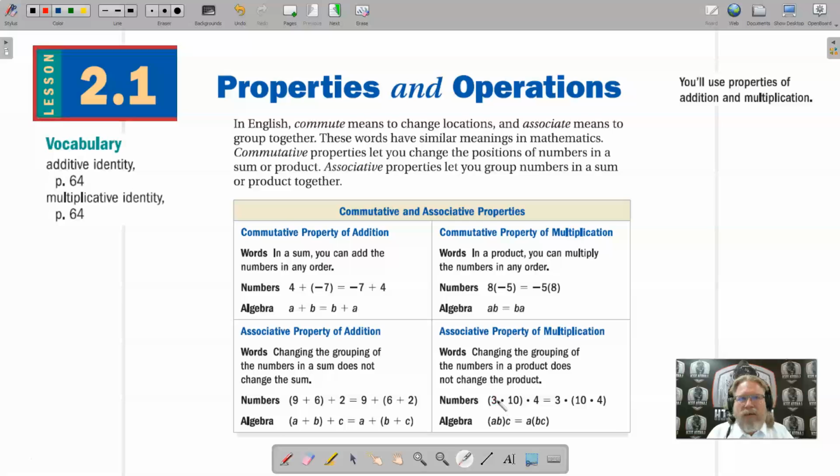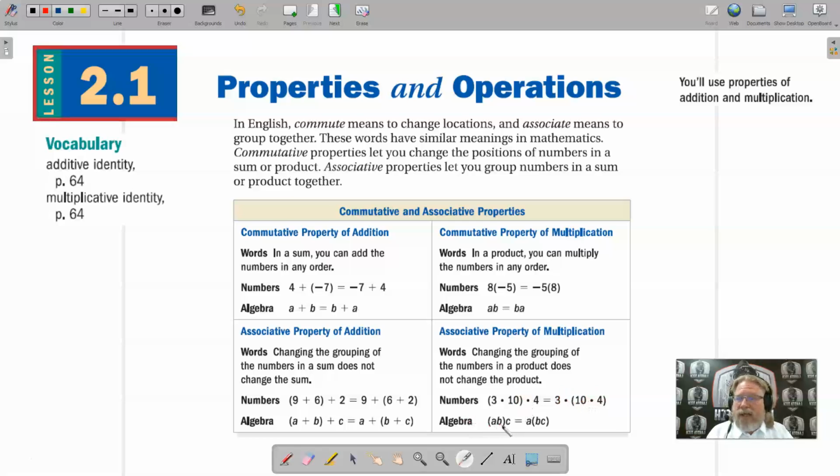Over here, notice the order's the same. We have 3, 10, 4, 3, 10, 4. We didn't change the order any. We just regrouped. I think we got 120 over here, didn't we? Let's see. 10 times 4 is 40. 40 times 3, 120. Sure enough, they're equal to one another.